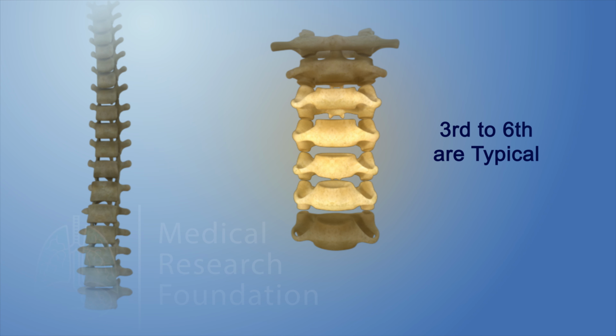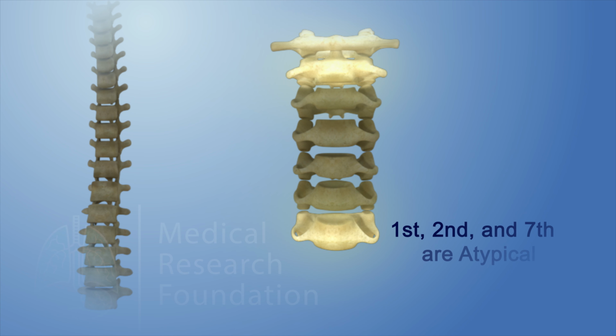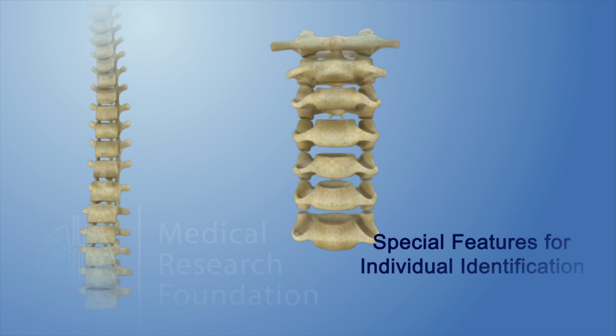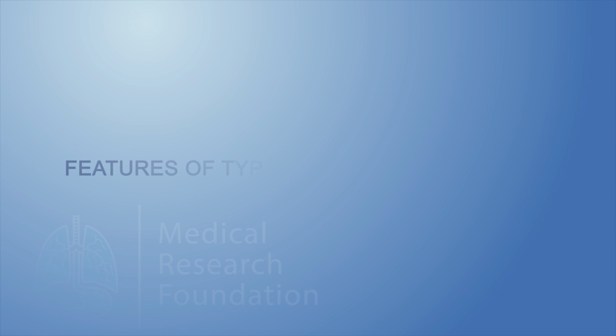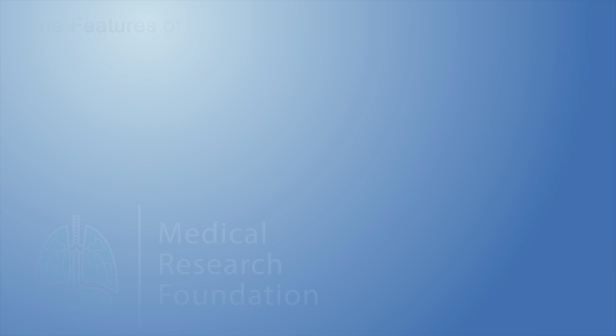The 3rd to 6th are typical because they have common features. The 1st, 2nd, and 7th are atypical because they possess special features for individual identification. Features of typical cervical vertebrae. The features of typical cervical vertebrae are as follows.